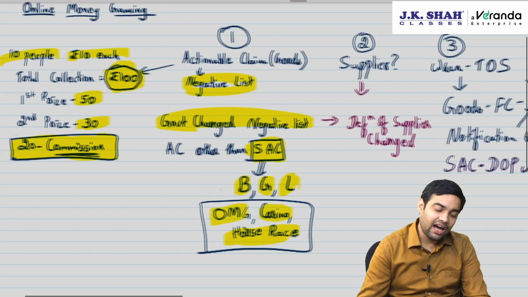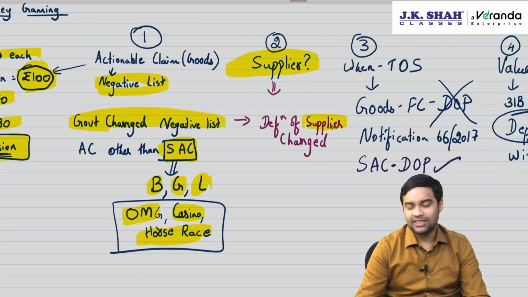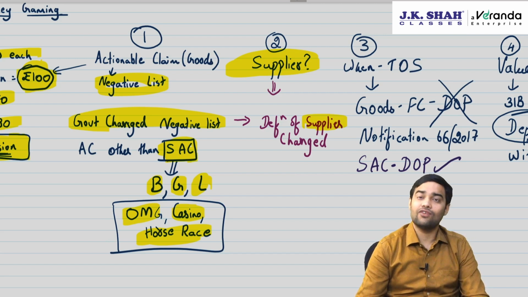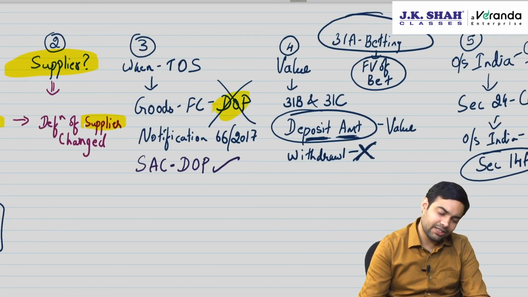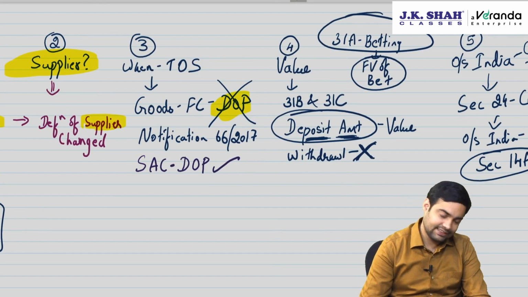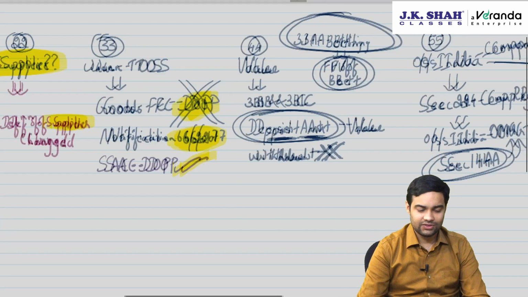In specified actionable claim, they mentioned betting, gambling, lottery, which was already there, then online money gaming, casino and horse race. Are these people suppliers of actionable claim? The definition of supplier was changed to keep it very wide, that any person organizing, collecting, or the person at whose disposal the money was placed or money's worth or virtual digital asset is placed is deemed to be the supplier. What will be the time of supply? Will date of payment be considered? Because it is goods, yes, date of payment will be considered, because notification 66/2017 was amended saying that specified actionable claim DOP will be considered as time of supply.